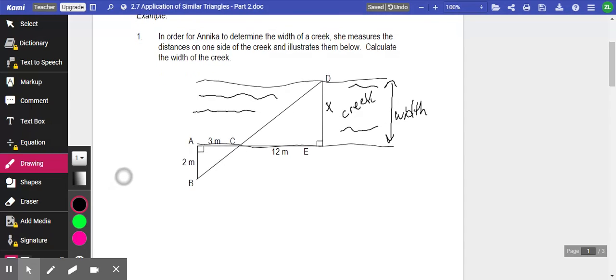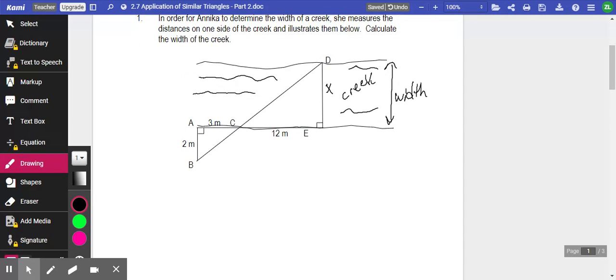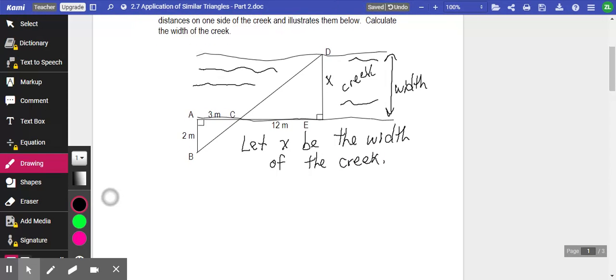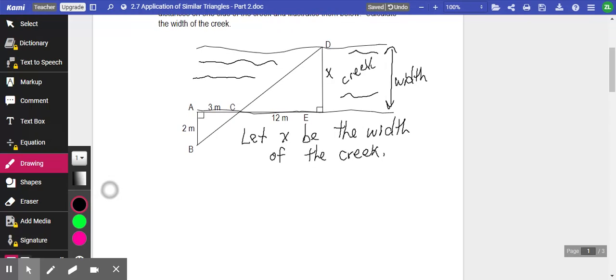So our job now is to set up a let statement and continue to try and figure out the width of the creek based on the application of similar triangles. So first I'm going to set my let x be, and in this case, the width of the creek, okay? And then we can begin to think about setting up our ratios.